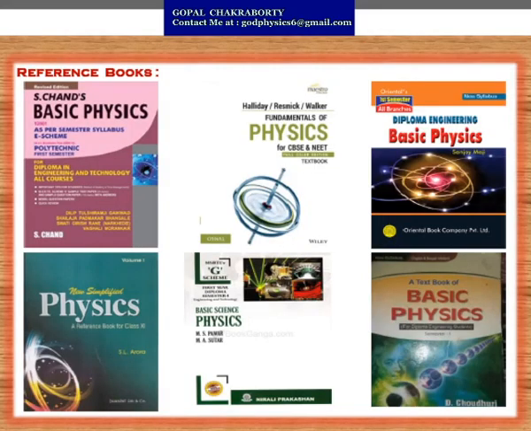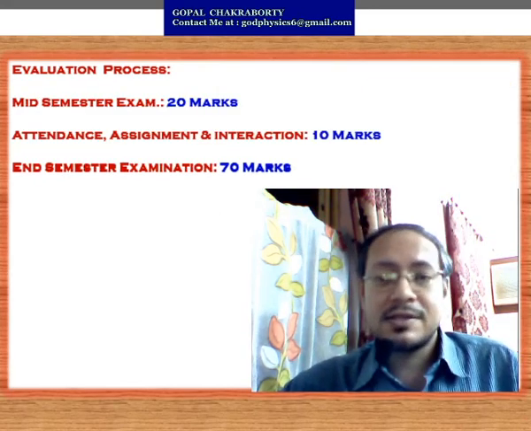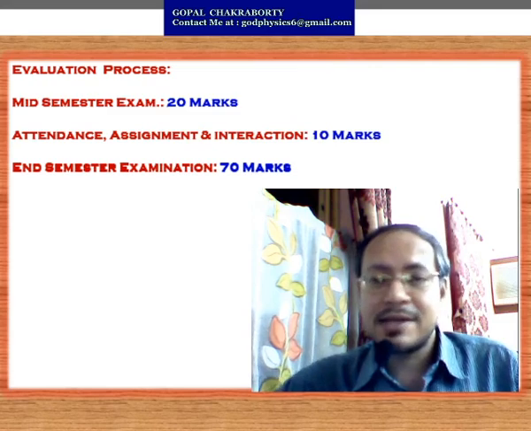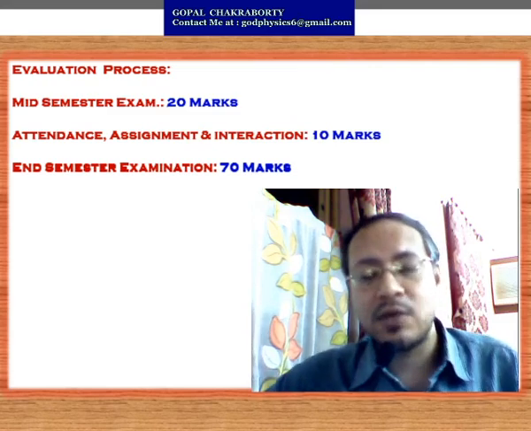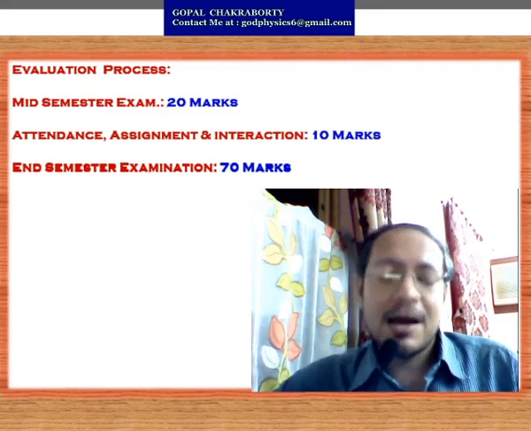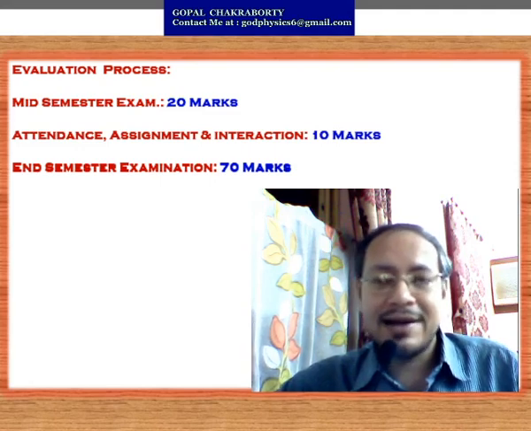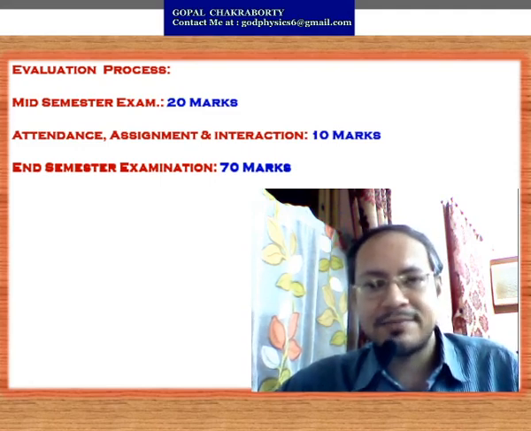So these are the reference books that you may consider. The evaluation process is the same. You have to appear for a 70 marks end semester exam and a 20 marks mid semester exam, and also 10 marks for your attendance, assignment and interaction.